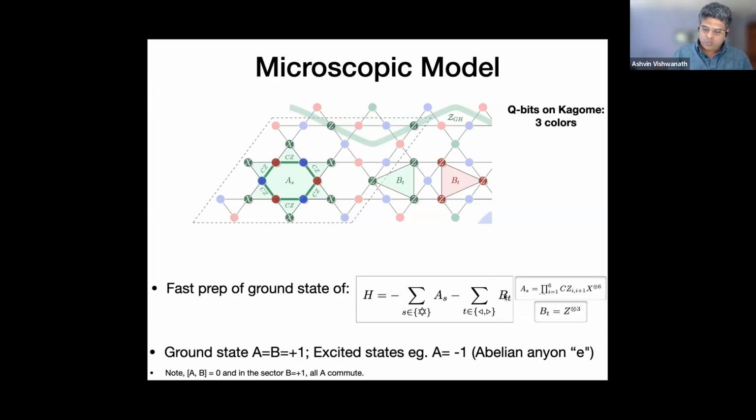If I set the B equal to 1, all of these star terms will commute with one another. So there is some sense, at least in this B equal to 1 sector, where these A's are commuting. So we want to prepare the ground state of this, and we're going to use the same strategy as we did before. Pick some initial state, and then by using measurement, we're going to try and satisfy this A term.